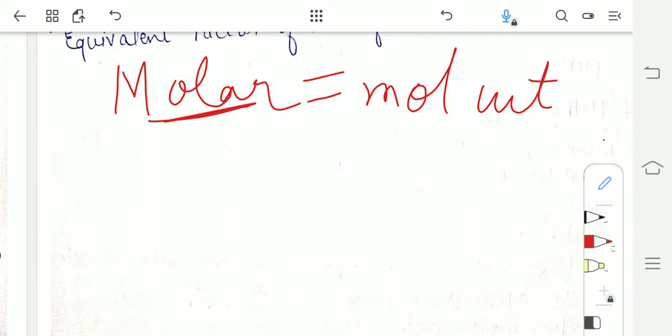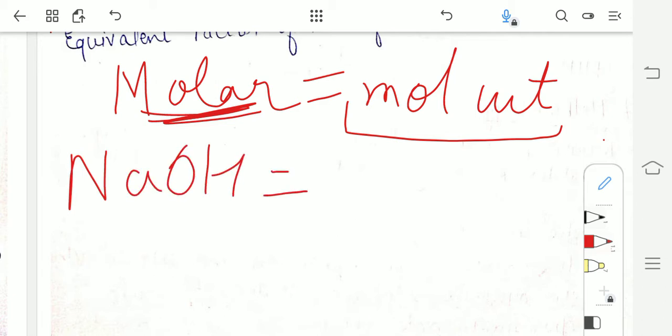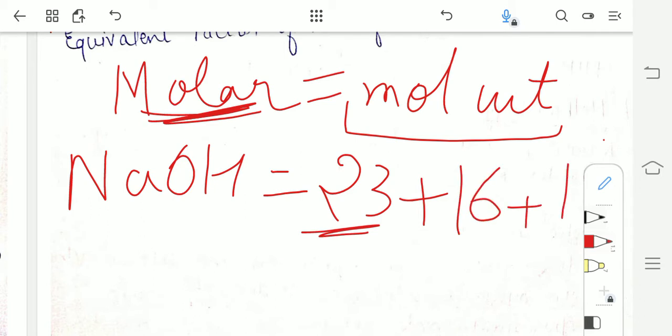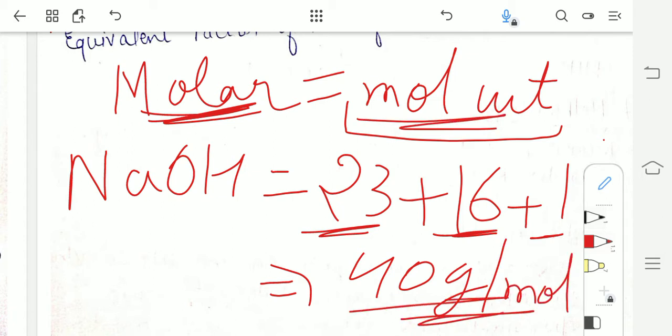So here we have to prepare 0.1 molar solution of sodium hydroxide, and for molar solutions we always see the molecular weight. So if I write the formula for sodium hydroxide, which is NaOH, its molecular weight will be 23, which is the molecular mass of sodium, plus 16 plus 1, this is for oxygen, this is for hydrogen, so it will be 40 grams per mole. Okay, this is the molecular weight of sodium hydroxide.